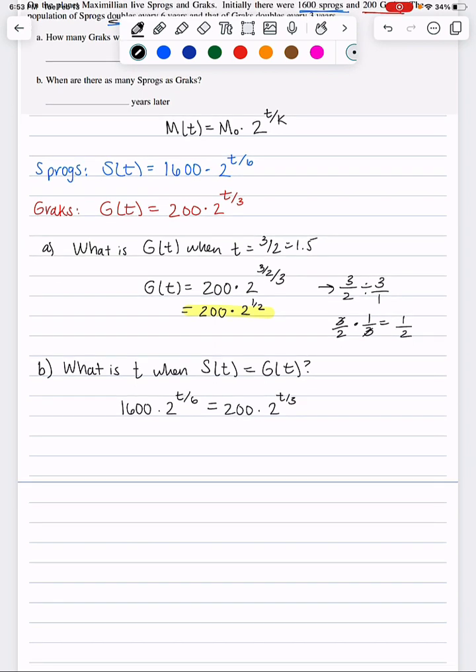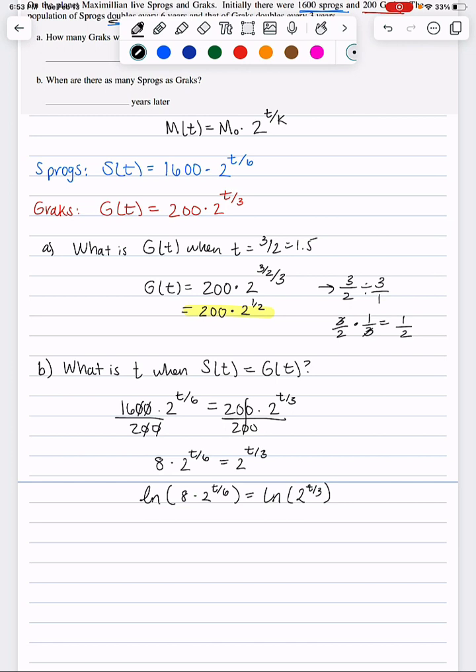So I want to get the t by itself. First I need to get rid of the numbers up front, so I divide by 200. That cancels those, so 1,600 over 200 is 8. So I have 8 times 2 to the t over 6 equals 2 to the t over 3. And now I want to take the natural log of both sides. So taking the natural log, I have the natural log of 8 times 2 to the t over 6 is equal to the natural log of 2 to the t over 3.